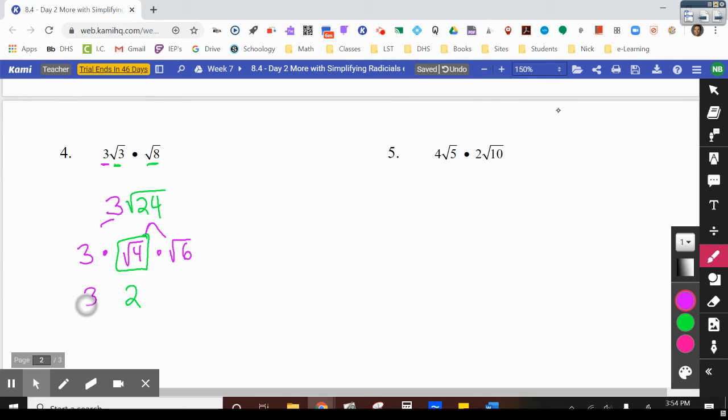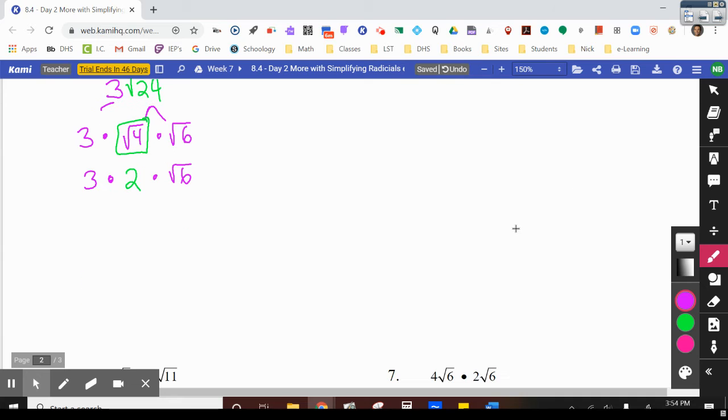And then I have 3 on the outside still times 2. Now 2 is not on the radical anymore, times this rad 6. And then I can just simply multiply 3 times 2 to give me 6, and that rad 6 stays as a rad 6. So then my final simplified solution is 6 rad 6.